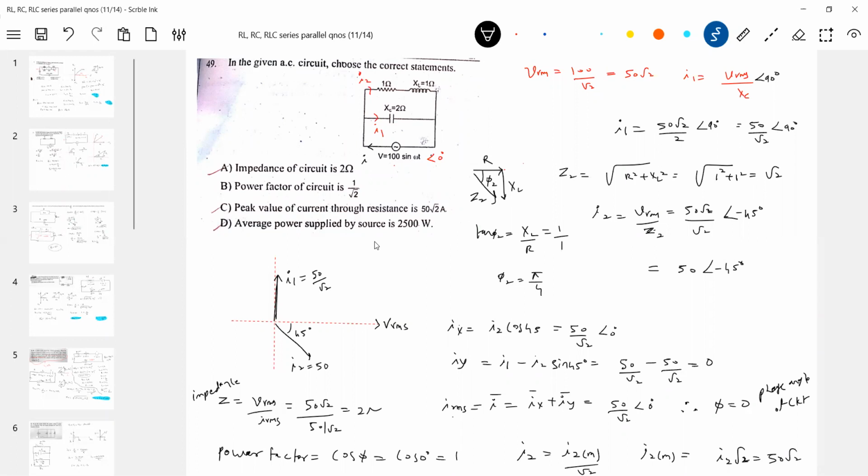Average power supplied by the source. Tell me, who will dissipate power? This is something very important. Who will dissipate power? Inductor, capacitor, any circuit, series, parallel, any number of loops, let it be, only the resistor will dissipate power. This is something very, very important. We did this analysis only for series. Now in parallel also, I'm going to say that the resistor dissipates power. What is the role of the inductor and capacitor?